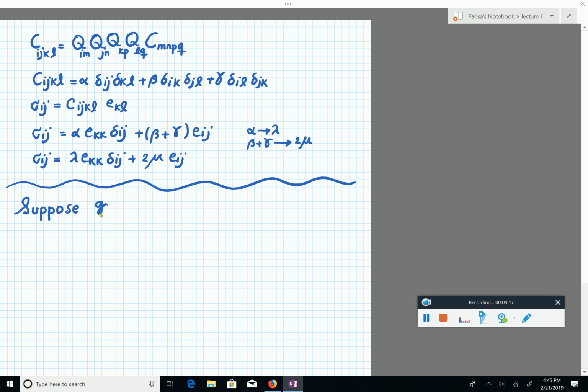Suppose G1, G2, G3 are eigenvectors of tensor E such that they form an orthonormal basis, and we know that this is very possible because of the properties that these tensors have.